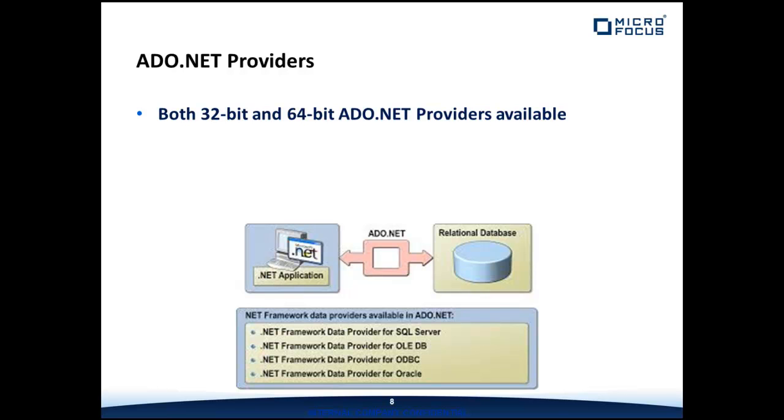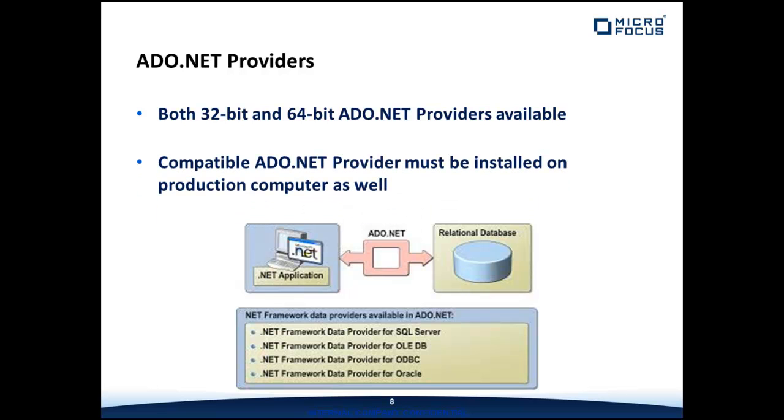For example, the ODP.NET provider is delivered as part of the ODAC, or Oracle Data Access Components, for either x86 or x64 systems, so you must get the correct one for your requirements. When you deploy your application using COBOL Server, you must also ensure that the correct ADO.NET provider is installed on your production system as well, if you are using one of these third-party providers.